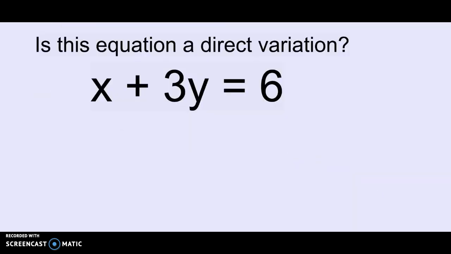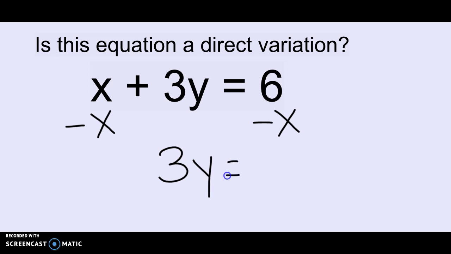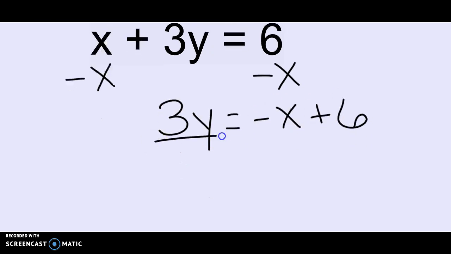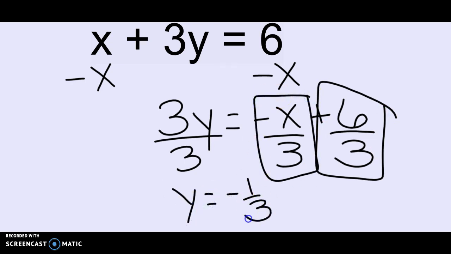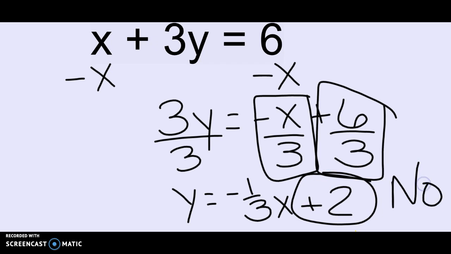Okay, is this a direct variation? So let's start out again by subtracting our x. You got to get your x on the right. 3y is equal to -x plus 6. And then you divide by 3. Now look, I can tell already it's not a direct variation because of this little guy hanging off the end. But you get y equals, this is going to turn into a -1/3 x plus 2. It is not a direct variation because of that 2 hanging off the end.